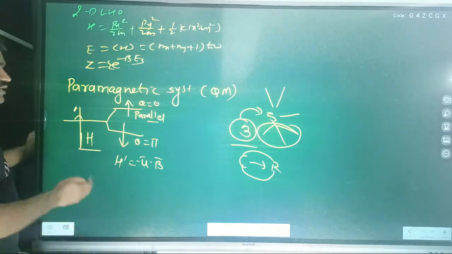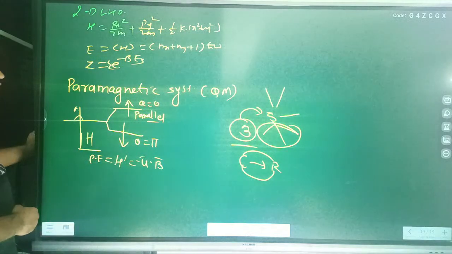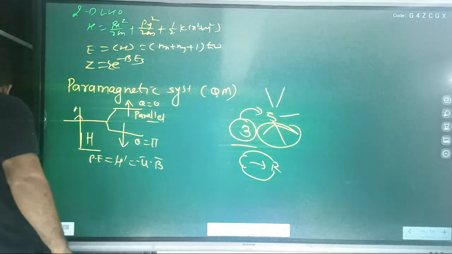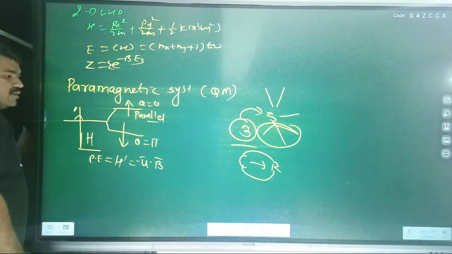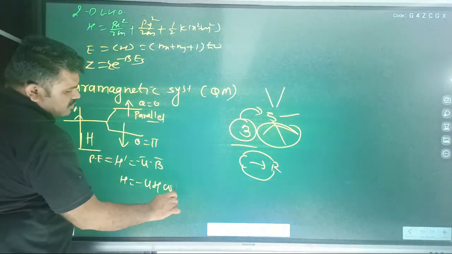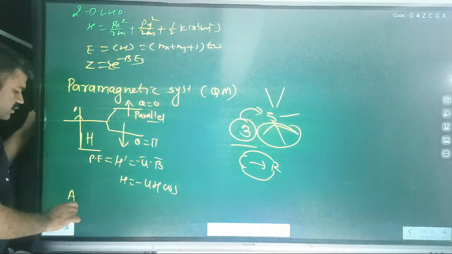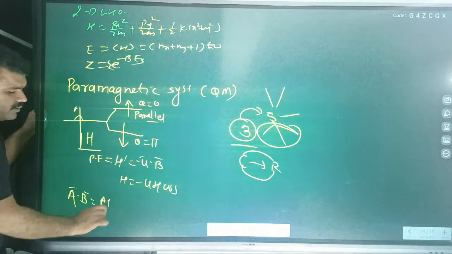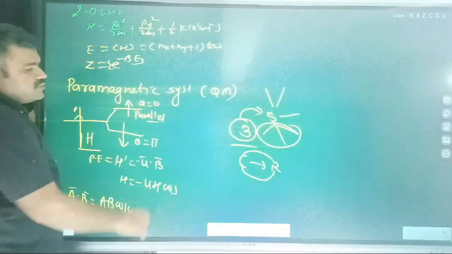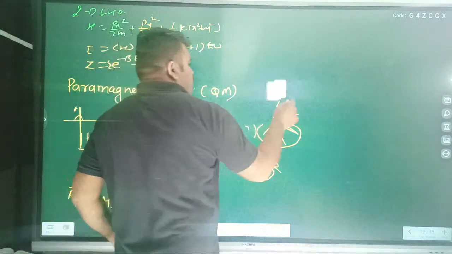This is the extra energy, acting as perturbed energy, and we can say this is the potential energy also. Yes or no? This is the perturbed energy because it arises because of the external source, minus mu bar dot H bar. And this is equal to how much? Then H prime is equal to minus mu H cos theta. You know that a bar dot b bar is nothing but ab cos theta. Similarly, mu bar dot H bar can be written as mu H cos theta. Here we are getting two energies.